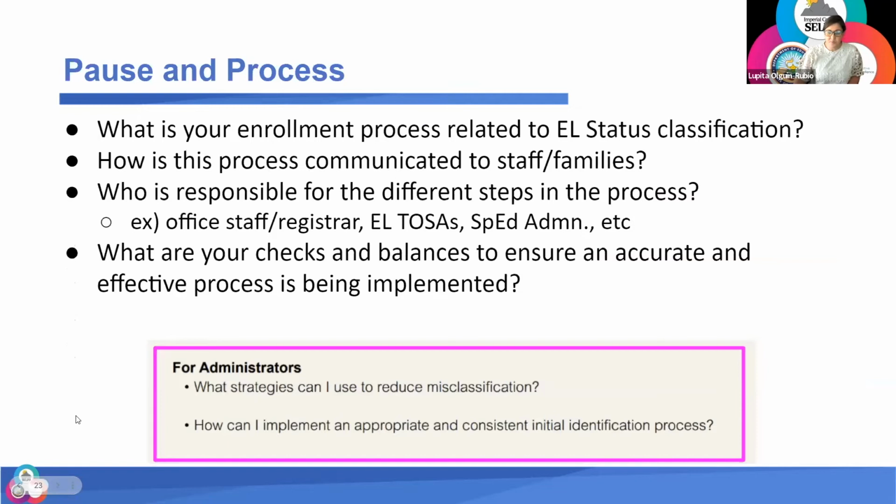So we're going to pause and process for a little bit now. I think, Vanessa, is this the time for the Jamboard, or are you going to drop it in the chat?